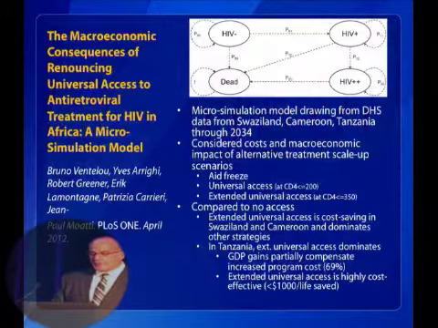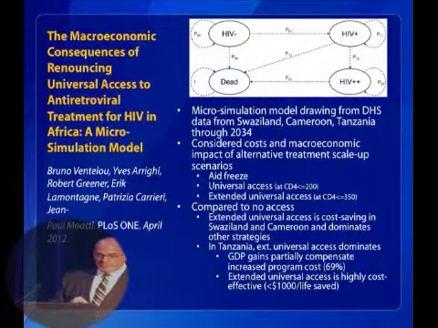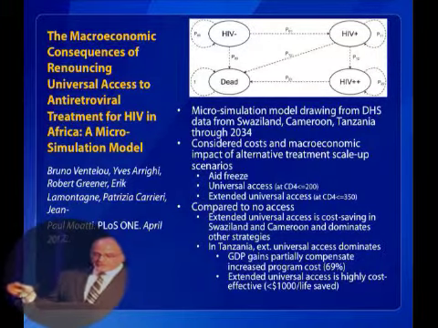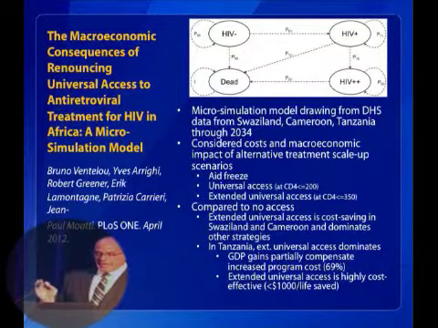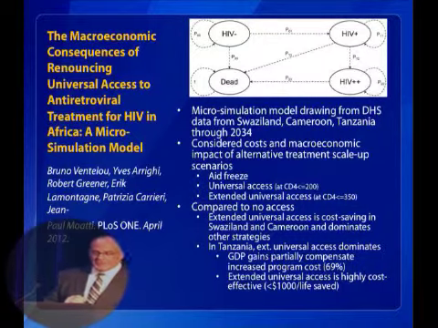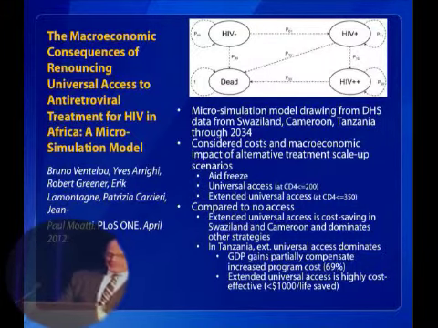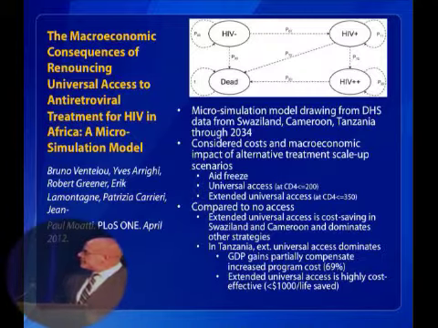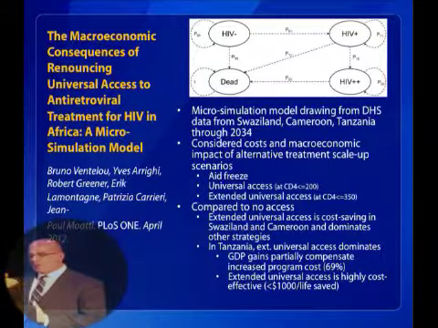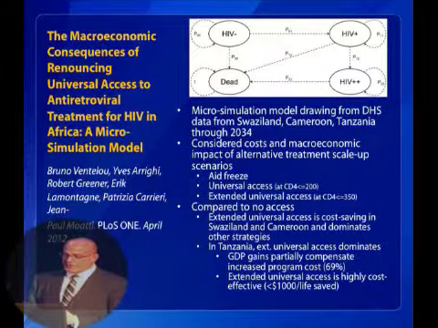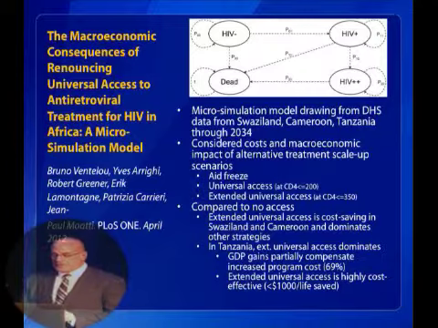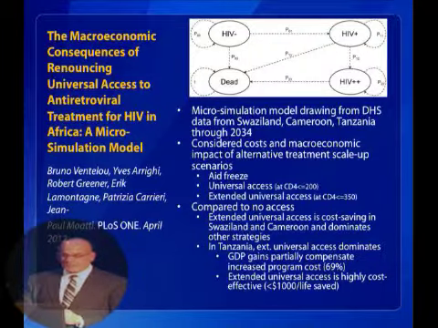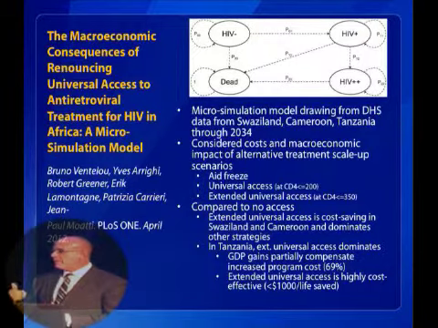And then there is a paper that was just very recently published by Bruno Ventelou and others at INSERM and UNAIDS on the macroeconomic consequences of renouncing universal access to antiviral treatment for HIV in Africa. It's a micro-simulation model drawing from DHS data in Swaziland, Cameroon, and Tanzania, and projecting forward to 2034. It's interesting because it focuses on the macroeconomic impact of alternative treatment scale-up scenarios, that is, the impact on gross domestic product and gross national income.